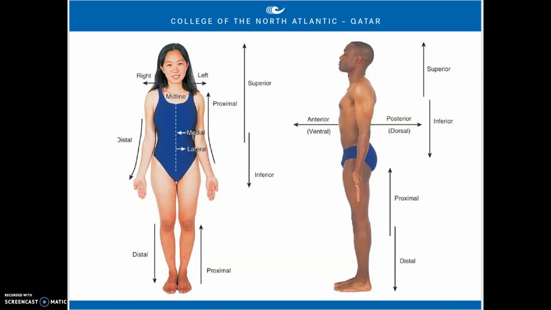So this figure here shows two different models, and it's showing you a list of words, and these are words that we're going to be really important for us to understand as we move through and talk about anatomy. So you can see the words right, left, proximal, distal, medial and lateral, superior and inferior, anterior and posterior. These words all work in pairs, and they're all opposites of each other. We'll go into more detail, and I'll give you examples of that as we keep going.